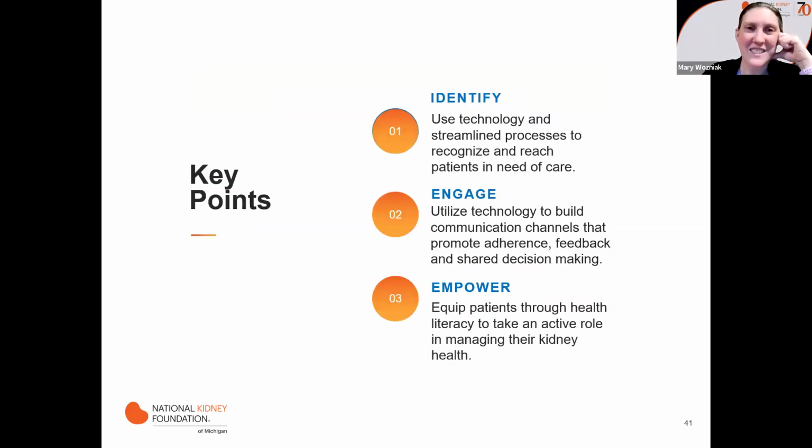Okay, so we're getting to the end. I just wanted to summarize some of the key points, and then we have some discussion questions. So very important to identify, engage, and empower your patients in chronic kidney disease testing. So using technology and streamlining processes to recognize and reach patients in need of care, and using technology to build communication channels that promote adherence, feedback, and shared decision making. And also equipping your patients through health literacy to take a more active role in managing their kidney health.